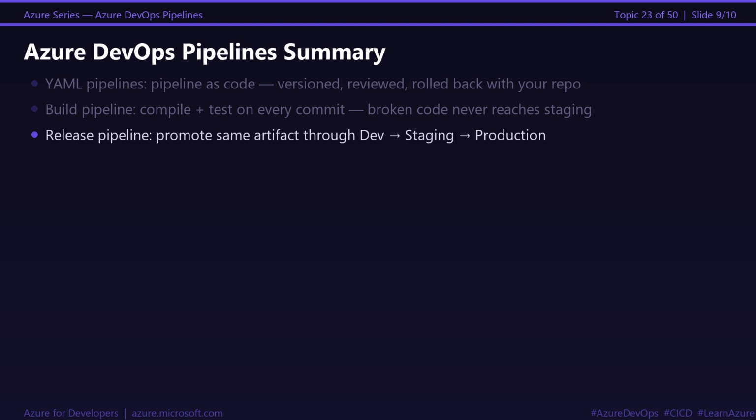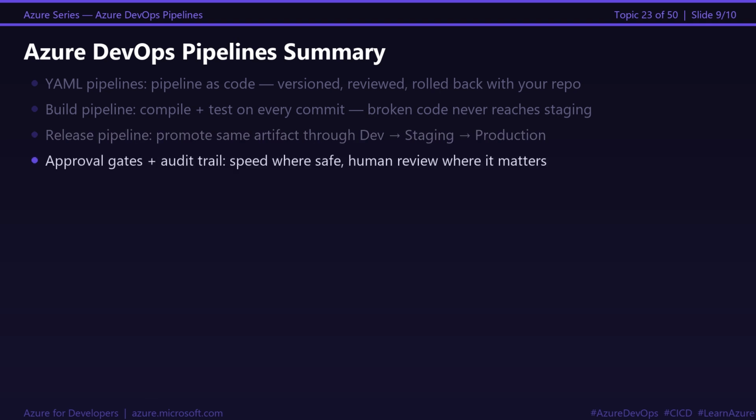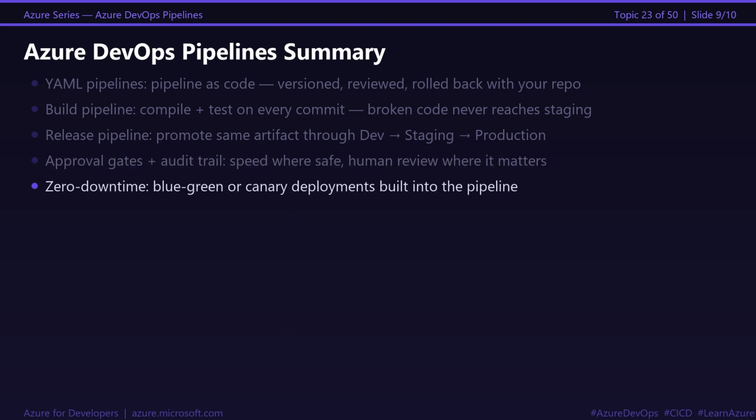Environment-specific configuration injected at deploy time. Approval gates give you human control exactly where you need it. Deployment strategies, blue-green and canary, eliminate downtime and reduce the risk of every single release. The result? Your team deploys more often, with more confidence, with less risk. Deployments become boring. That is exactly what you want.